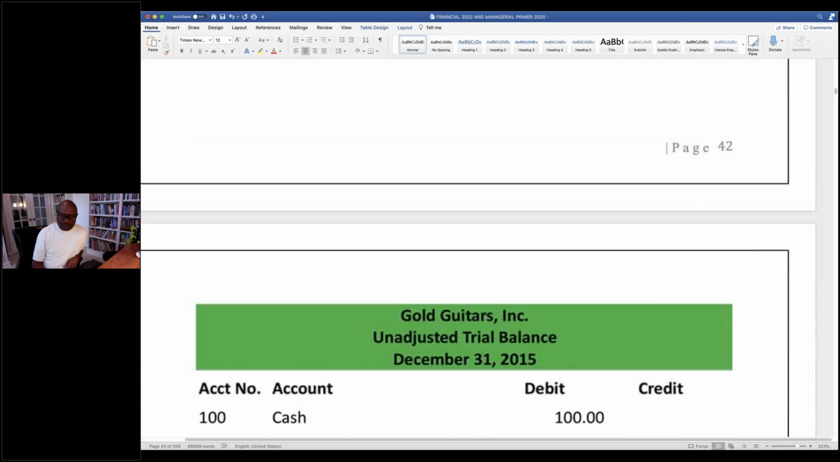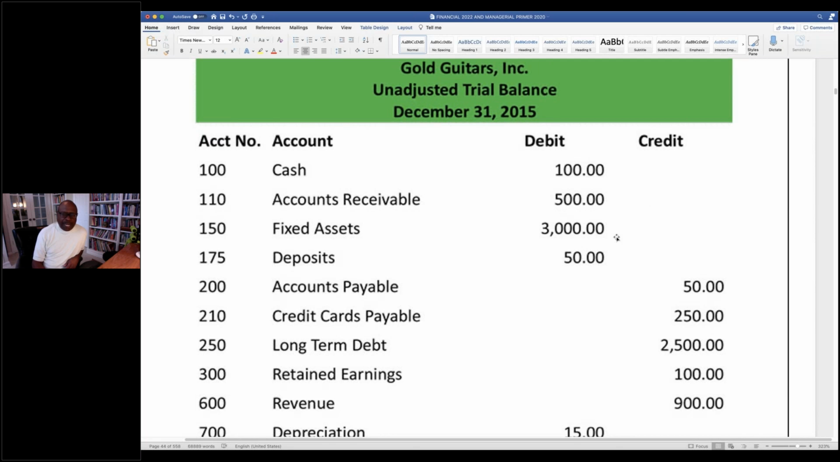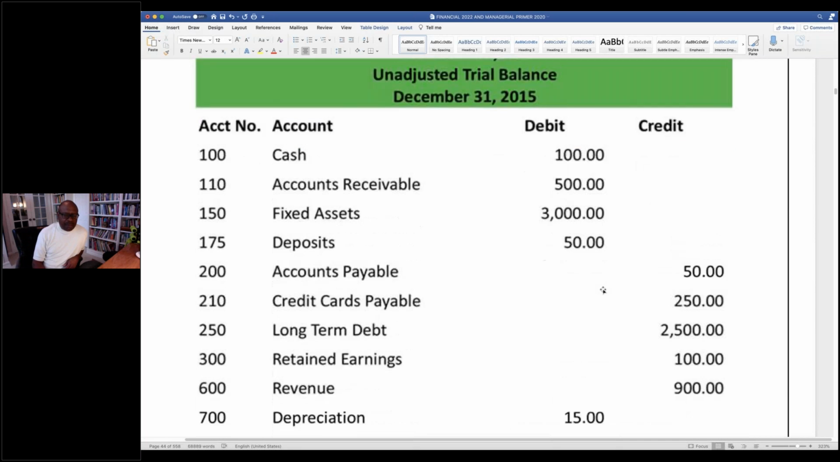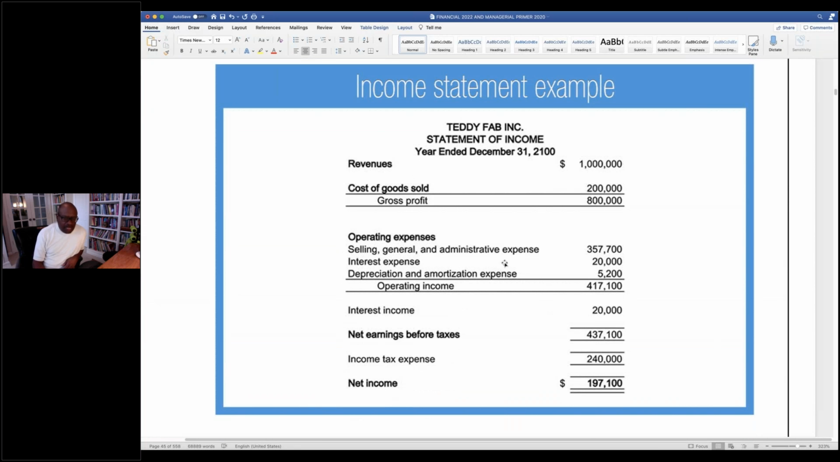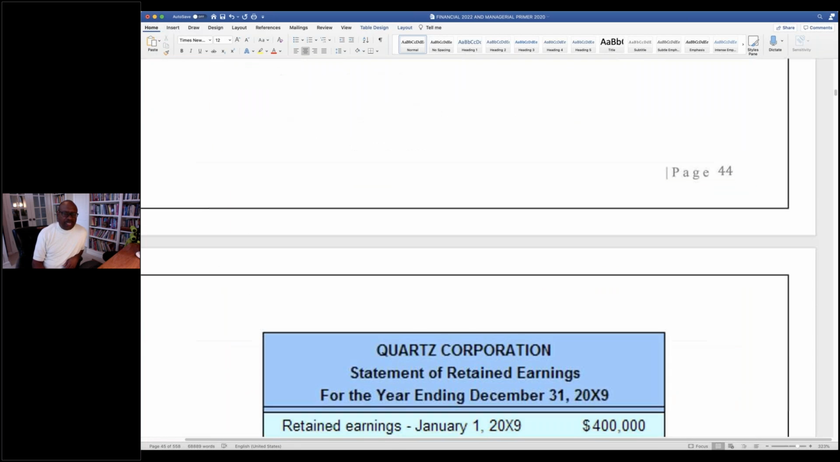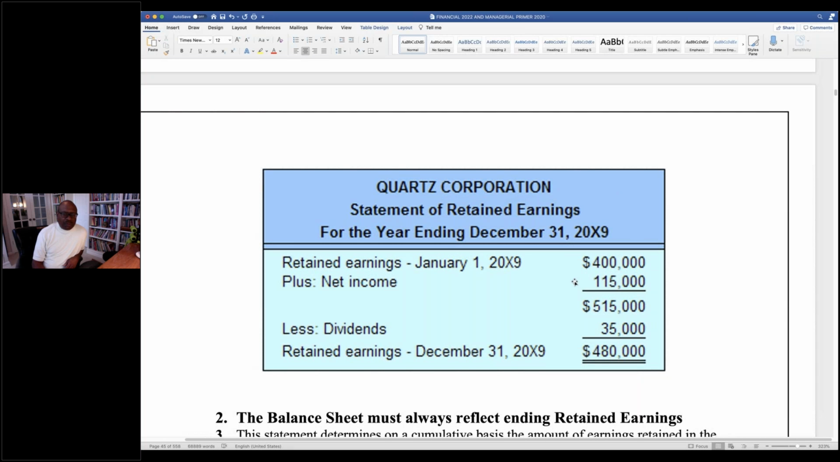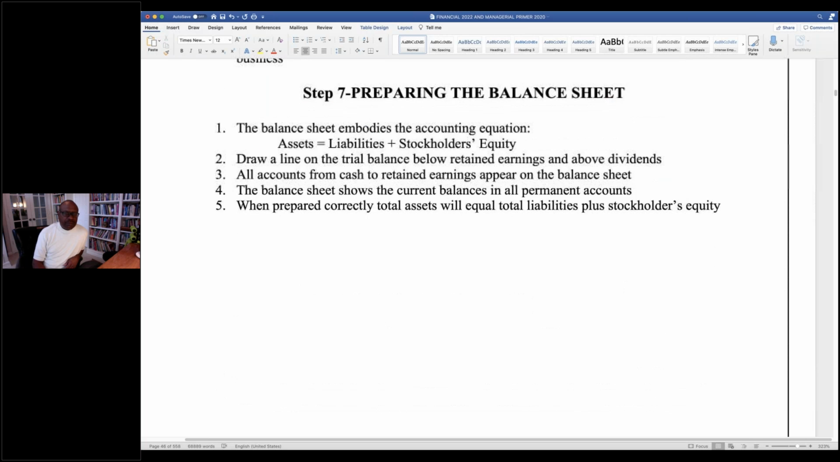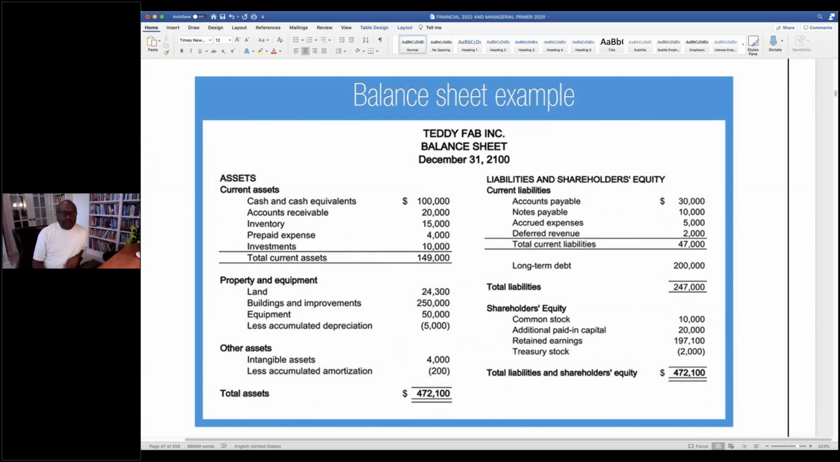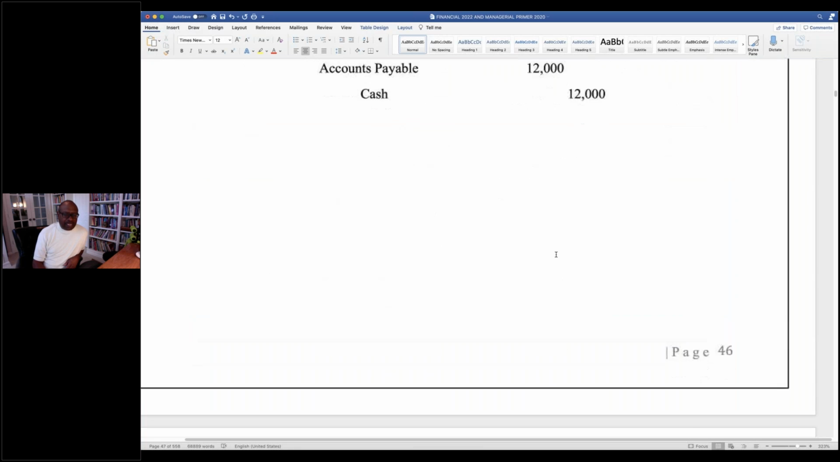Then we do what next? Prepare the trial balance to make sure everything is in balance. Then prepare that income statement that we talked about, and the ending journal entries. Yeah, we'll get that too. We prepare the statement of retained earnings. We prepare the balance sheet. And in your problem, you'll be doing a beginning and ending balance sheet.